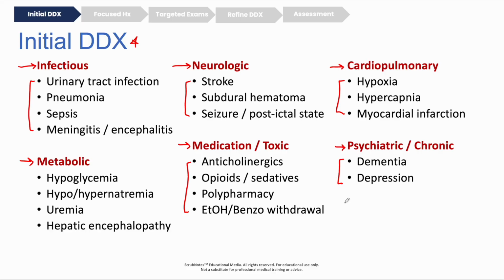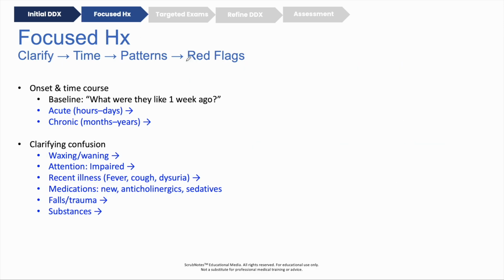Next, we'll use focused history questions to help us narrow down this list. So step 2 in our framework is asking focused history questions. And this is exciting because this is where our diagnosis list starts to narrow. So instead of ordering labs, we want to start with targeted history questions. First, we want to understand the onset and time course of their confusion.